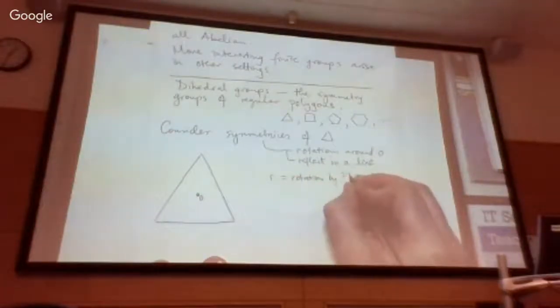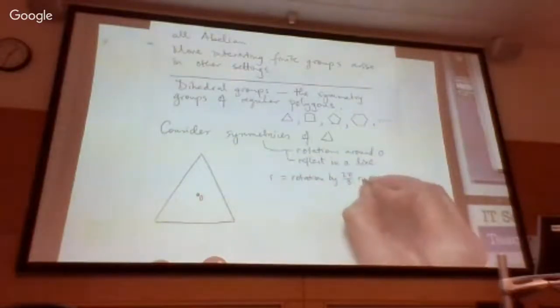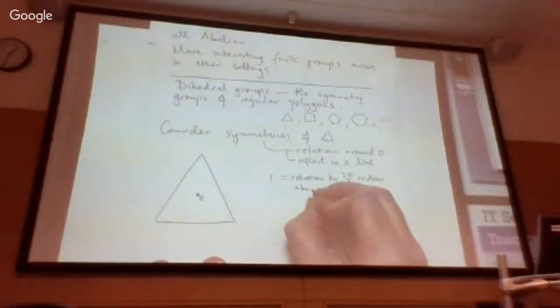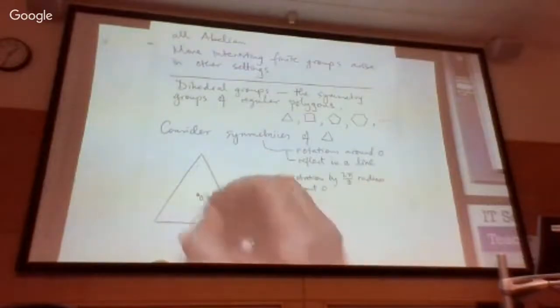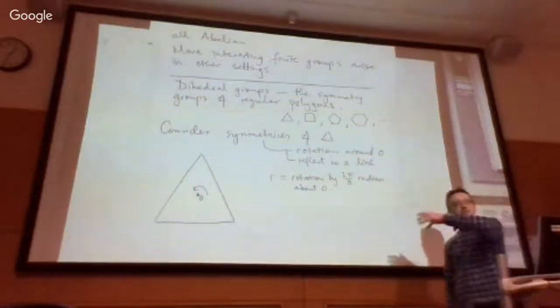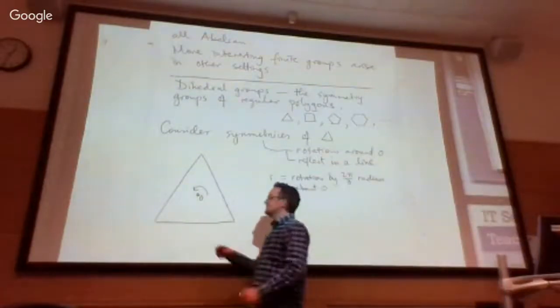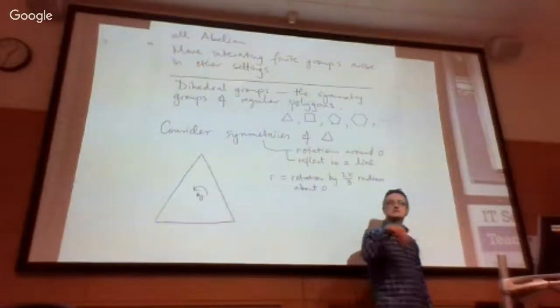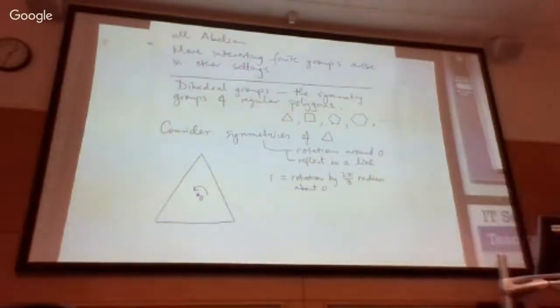So for instance, we can have a basic rotation R, which is rotation by a third of a full turn, 2 pi over 3 radians, about the origin. Okay. So if you rotate your triangle by a third of a turn, it's still going to be the same triangle you're looking at. The 3 sides will still be the 3 sides of the triangle.